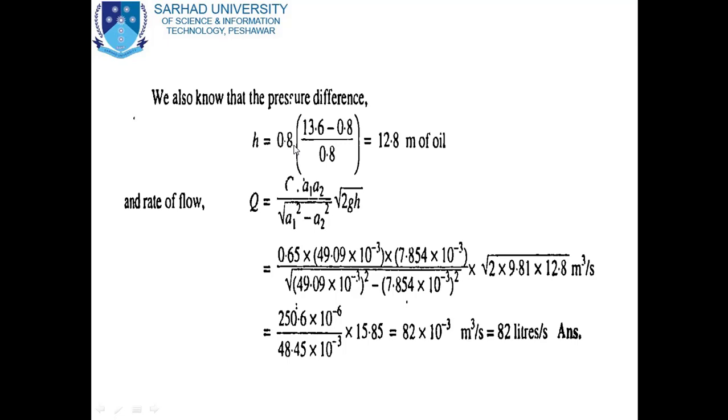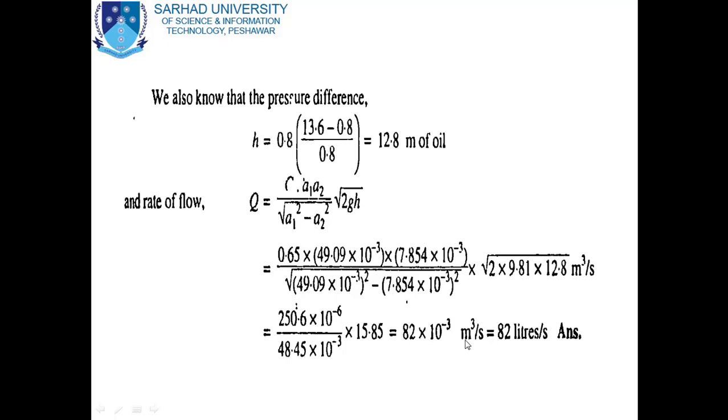Now we know that the rate of flow, that is Q, is equal to C A1 A2 divided by the root of A1 square minus A2 square, times the root of 2 g H. The C value is already given, which is 0.65. A1 and A2 are already calculated, so put the values from there. g is 9.81, and H is already calculated, 12.8. So put all the values, and you will get the value of Q, which is equal to 82 into 10 to the power minus 3 cubic meter per second.